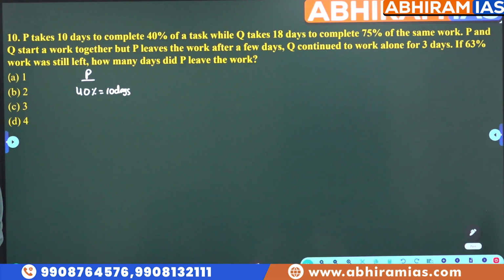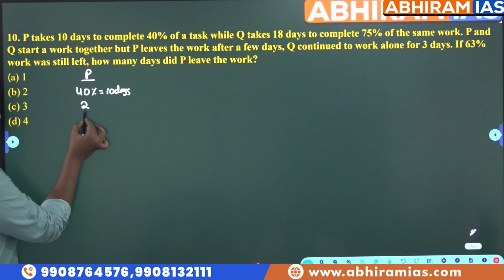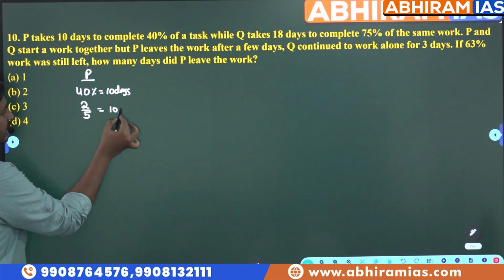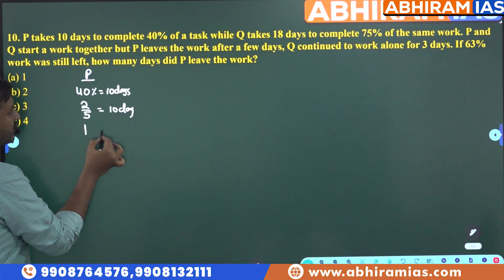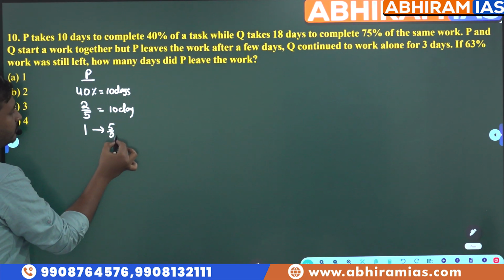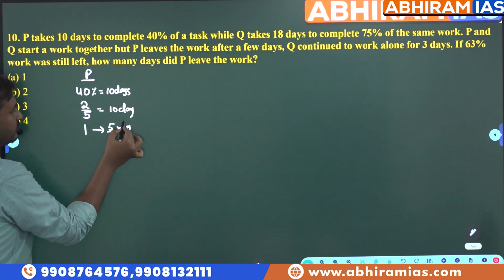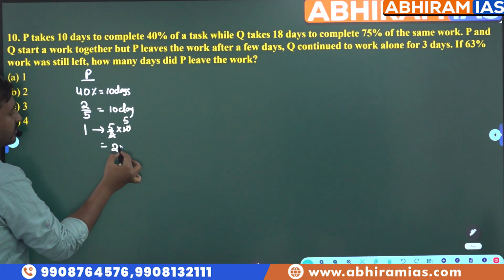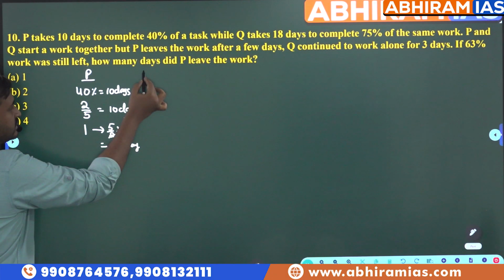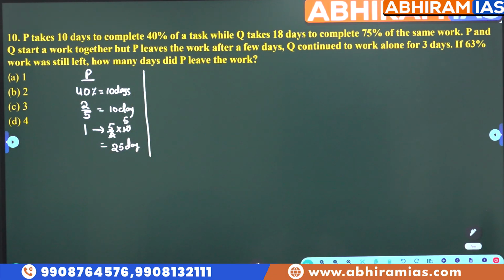40% అంటే ఫ్రాక్షన్ ఏందండి? 2/5. 40/100 చేస్తే మనకి ఏమవుతుంది? 2/5 అంటే 2/5 వర్క్ ఇన్ హౌ మెనీ డేస్? 10 days. Then one complete work will become what? 5/2 into 10. 2 ones 2, 5s. So P can finish the work in how many days? 25 days. P can finish the work in 25 days.